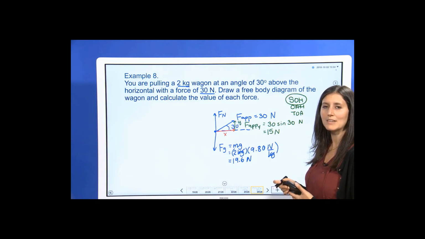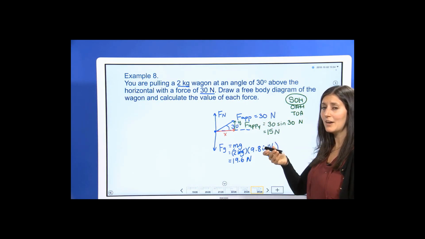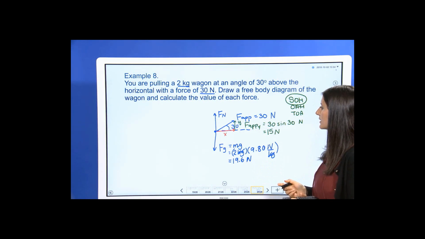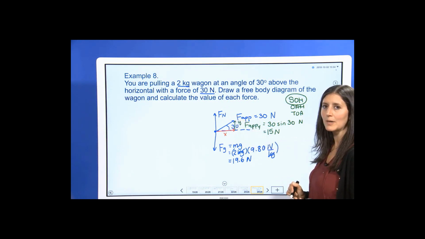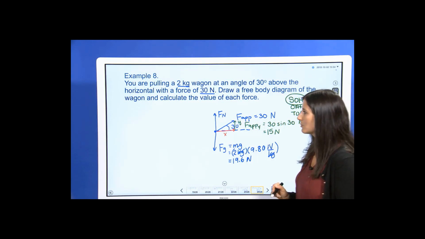Again, we don't want to have a net force in the y direction, because if we did, the wagon would be flying up into the sky or falling through the ground. Well, we don't want it to do that. So what force does this normal force need to be? You might be able to think about it in your head and figure it out. I'm going to write it out this way.